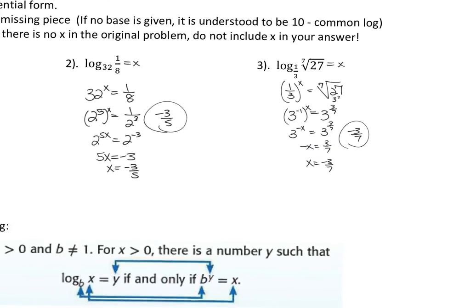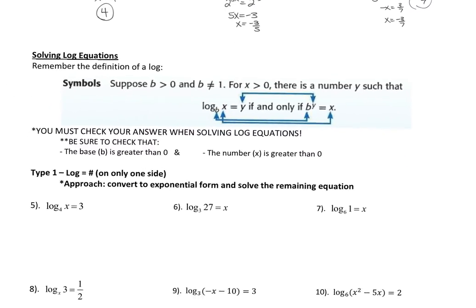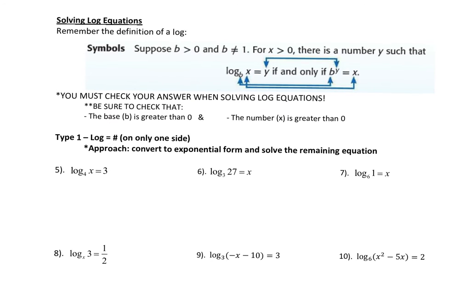From there, we're going to look at equations. There are two types of equations we're going to solve. The two types are what I call type 1, when you only have the word log on one side, and type 2, when you have the word log on each side.